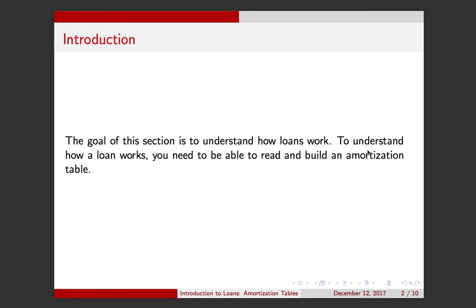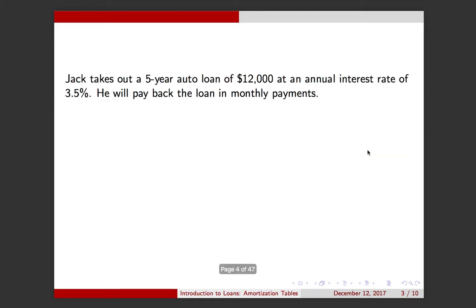The goal of this section is to understand how loans work. To understand how a loan works, you must be able to read and build an amortization table. So amortization tables are at the heart of what a loan is doing and how it works. So let me just start by showing you an example. What is such a thing?